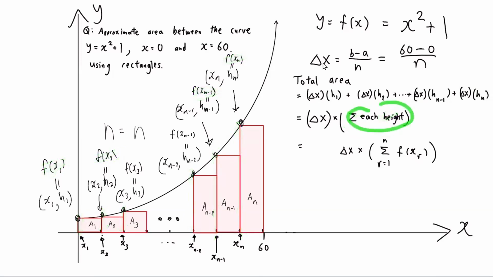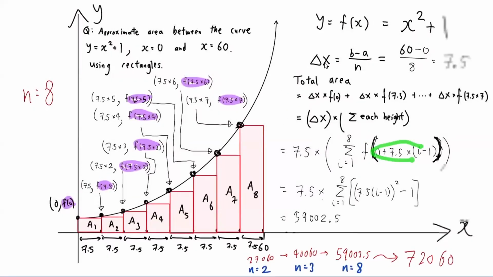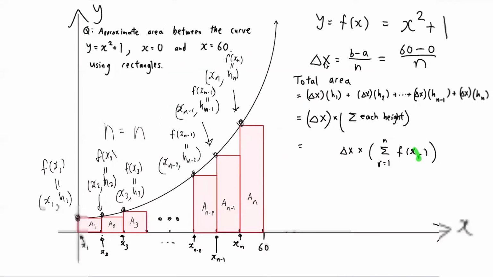Then that means I sum up each height, which means I can sum up f of xr, where r goes from 1 to n. Can I set xr, and then r goes from 1 to n? The xr is similar to the formula we had in the 8 rectangles. This is my xr: xr equals 0 plus 7.5 times r minus 1. I just changed the letter i to r. In general, it's just xr.